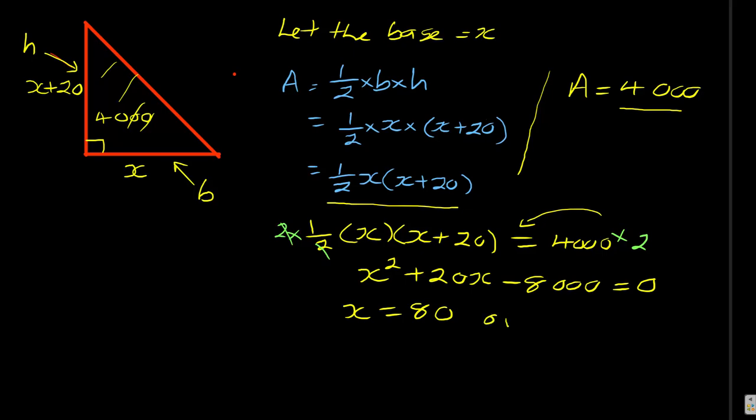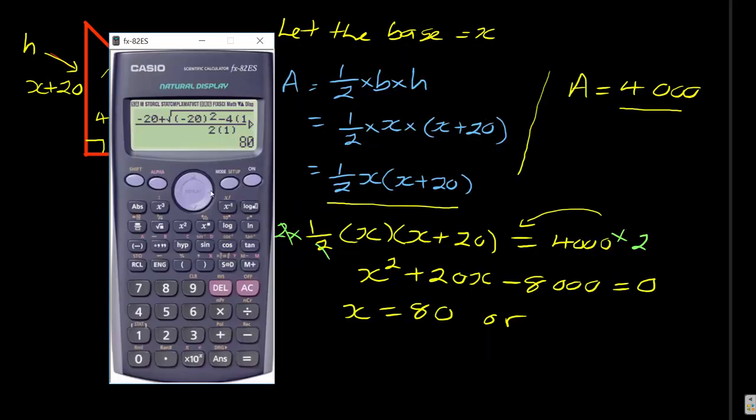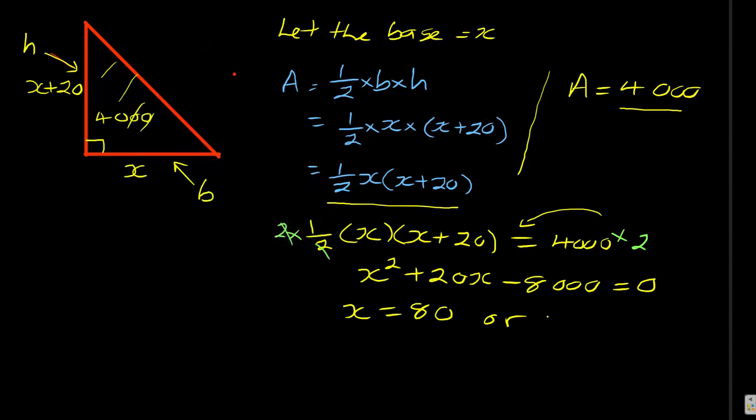Now that is the first part of x. Let's find the second x. If you play backward, with the negative, x is equal to minus 100. So this cannot be the answer, because you cannot get a negative length.